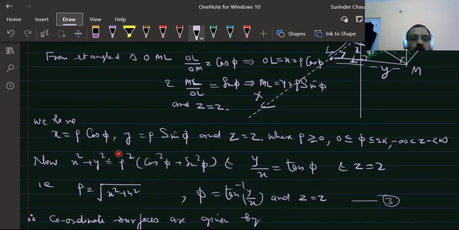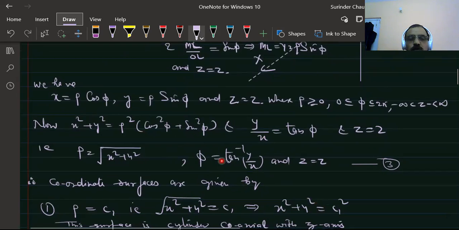We'll solve the equation for rho, phi, and z. Squaring and adding the first and second, x square plus y square is equal to rho square, and rho is equal to root of x square plus y square. Similarly, y upon x is equal to tan of phi, so phi is equal to tan inverse of y upon x, and z is equal to z. Now these three equations give rho, phi, and z.